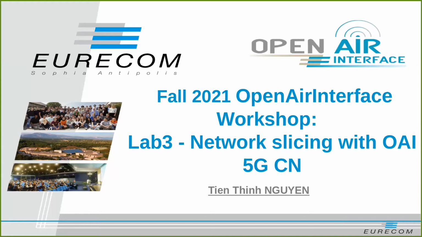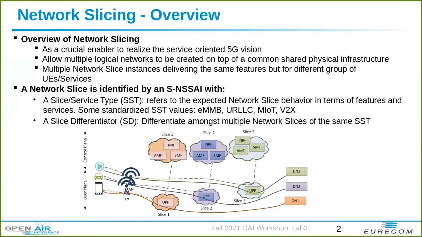First of all, thanks to Saga and Rohan, we now have a very basic knowledge about OAI core network deployment and components. So it makes life a lot easier for us for this lab. For a quick overview, network slicing has been identified as a crucial enabler for providing a flexible and cost-efficient approach to realize the service-oriented 5G vision.